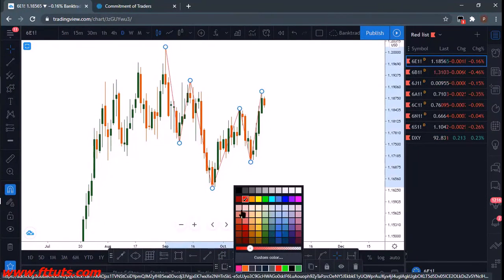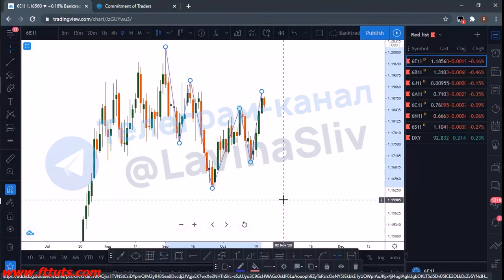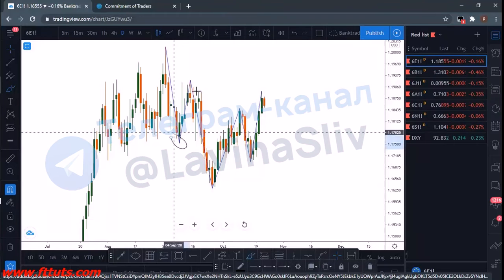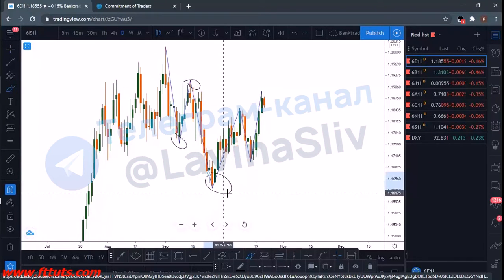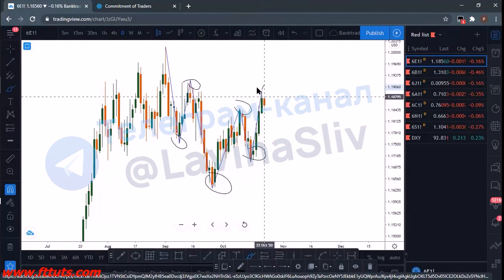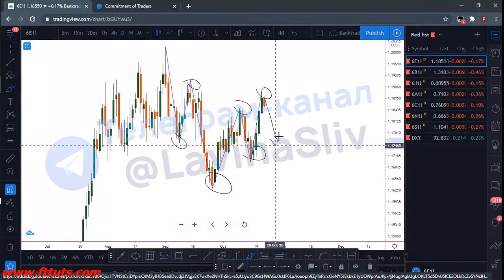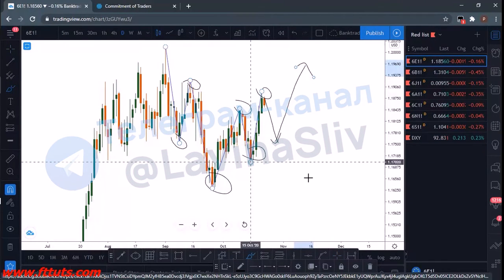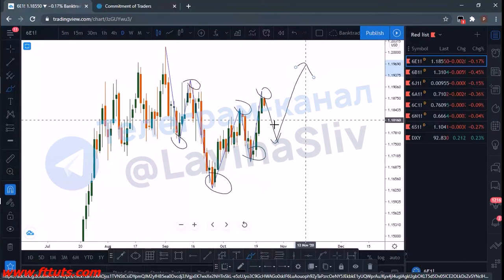Let me just try to give it a different color. Yeah, maybe blue. So this was our downtrend here. It ended up here, but now we are on this uptrend because we're making highs. So we can expect price to drop somewhere and then continue. But if it drops and breaks this, then it means we're going to be starting another new trend.